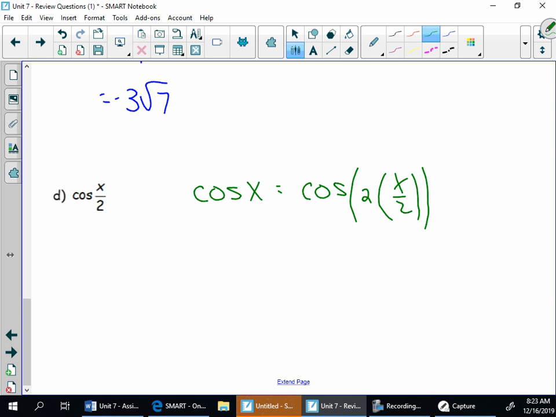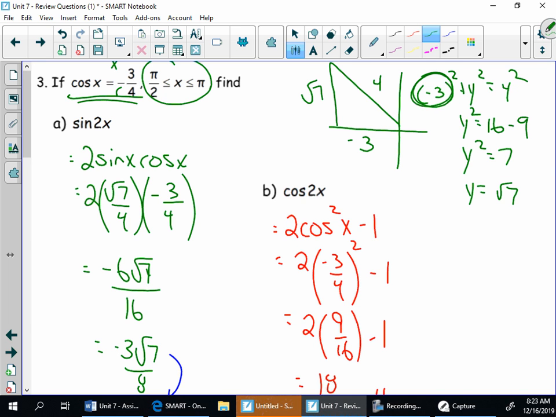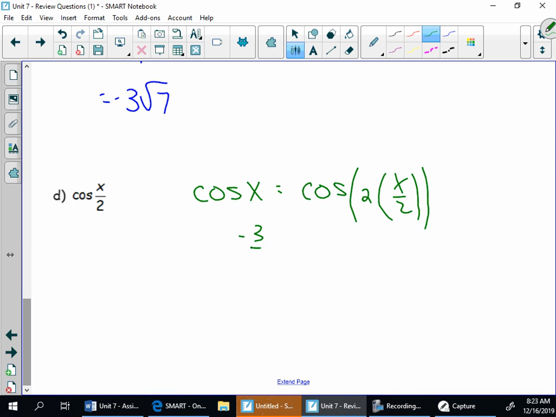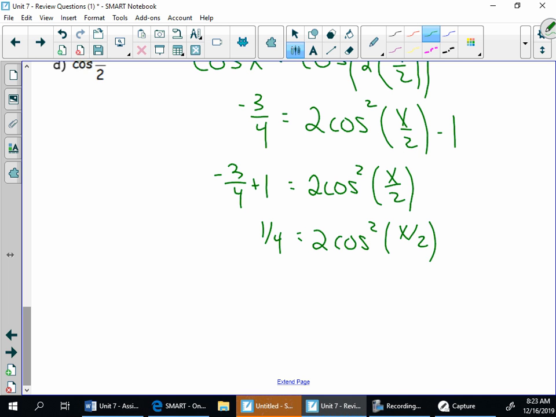I can solve for the x over 2 part if I know the rest of the equation. Okay, I know from the question cos x was negative 3/4. It told us that in the question. So negative 3/4. If I rewrite this as a double angle of the angle I want, I can solve for cos of x over 2 using a little bit of SAMDEP here. So negative 3/4 plus 1 is the cos squared of x over 2. Remember, I want cos of x over 2, right? So you got 1/4. And divided by 2, we'll get 1/8.